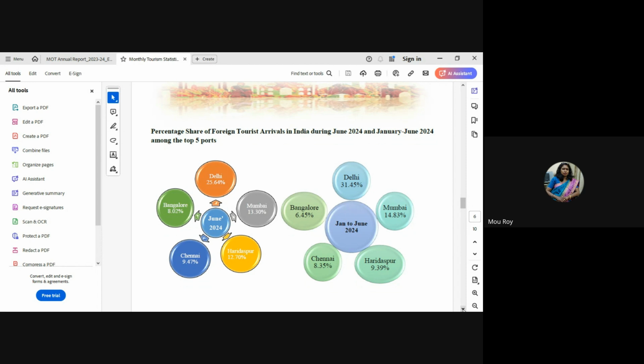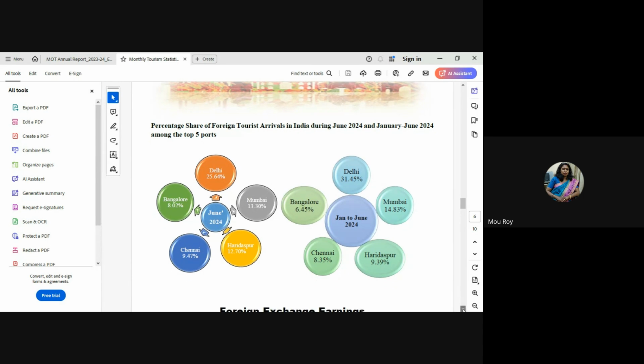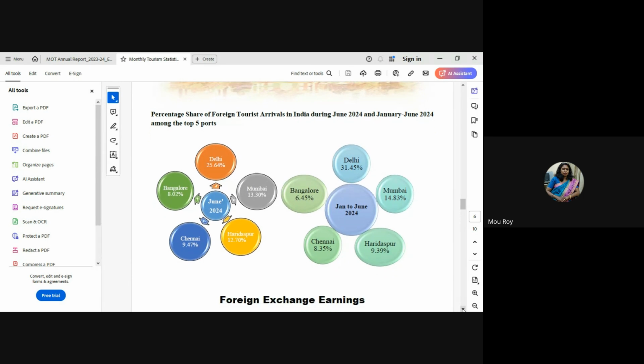Okay, Delhi, Bangalore, Chennai, Haridaspur, Mumbai. Bangalore, Delhi, and they have mentioned. So, where is Haridaspur? Any idea? Any of you? Delhi, Mumbai, Bangalore, Chennai.